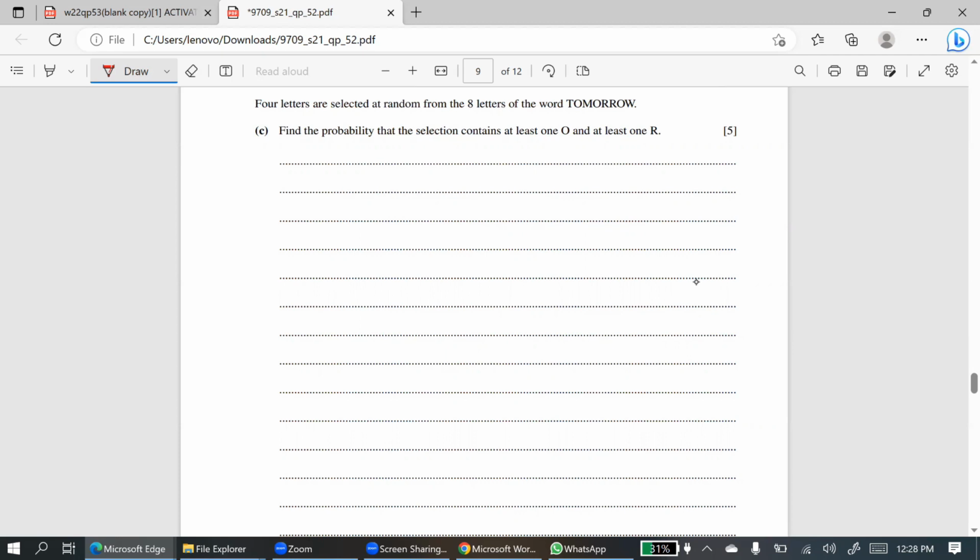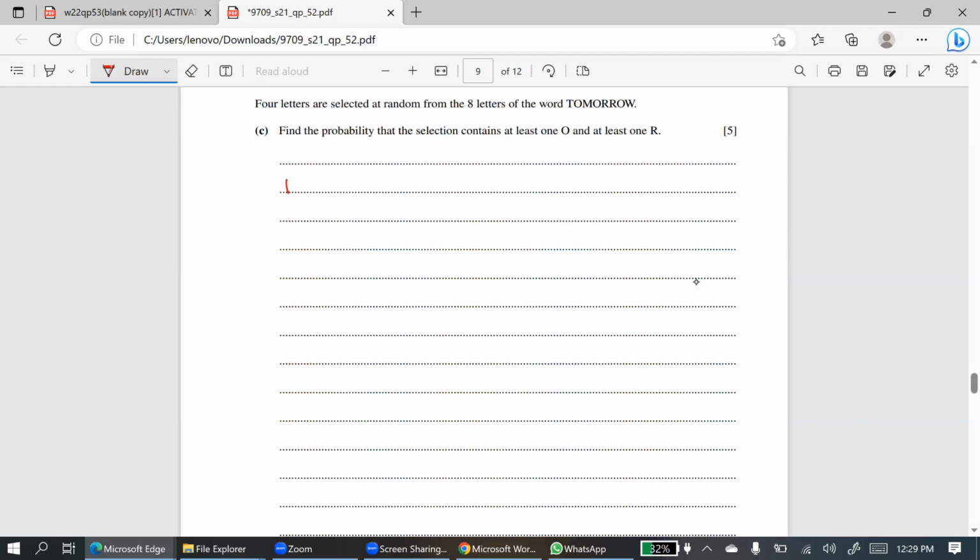Now for this question, we will have to draw the cases: one O, one R; one O, 2 R's; 2 O's, 1 R; 2 O's, 2 R's; and 3 O's, 1 R. And because this question is of probability, we will think that all the items are different. We will ignore that there are 3 same O's, there are 2 same R's. Now we will draw the cases.